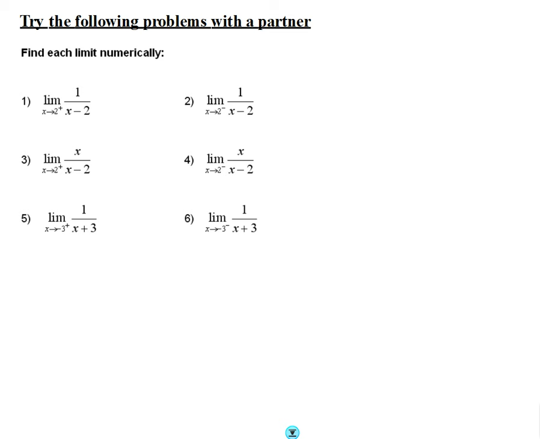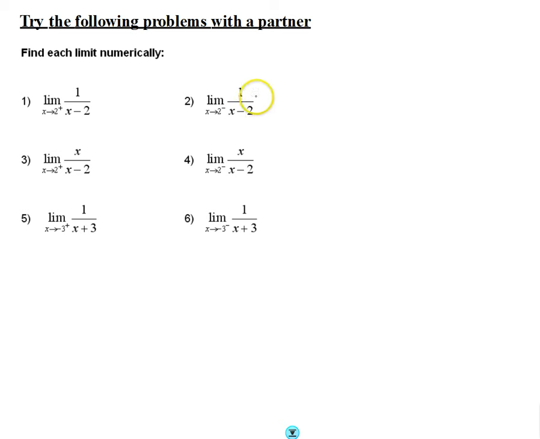All right. So I'm going to take a look at these limit problems. I'm going to do half-ish. I'm going to do probably 2 of them, and you're going to do the other 4 and see what we get. All right, so I'm going to go ahead and take on number 2.